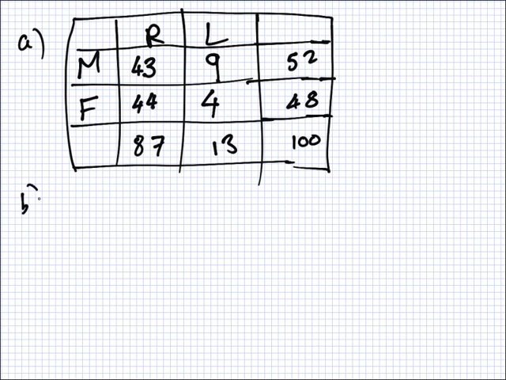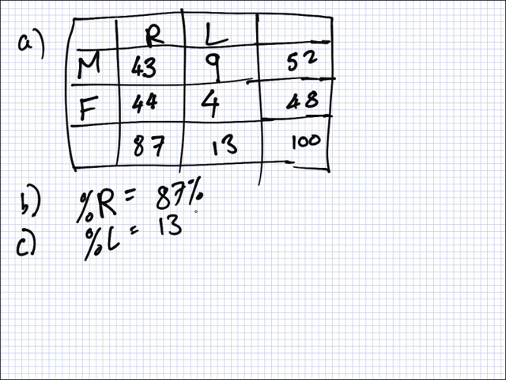Part B. What percentage of people were right-handed? How many right-handed people are there? 87. So 87%. What percentage of people were left-handed? 13 over 100, 13% are left-handed, yeah? Okay, that's part B and C done.